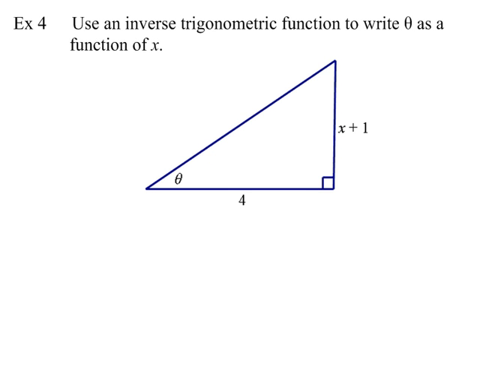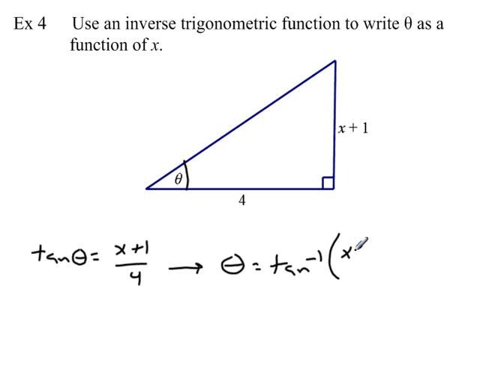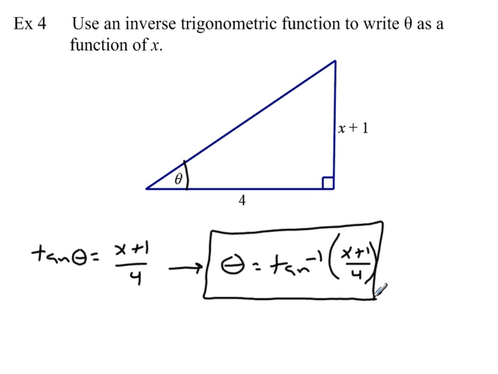Let's look at one more kind of like that. Use an inverse trig function to write theta as a function of x. So from theta, we have opposite and adjacent labeled, so we know we're going to deal with tangent. So the tangent of theta equals opposite over adjacent. Taking the inverse tangent of both sides gives us theta is equal to the inverse tangent of x plus 1 over 4, whatever that expression is. And there's our answer. It looks kind of messy, but really it's relatively simple because we don't have to do any work. We can just write this expression and be done with it.